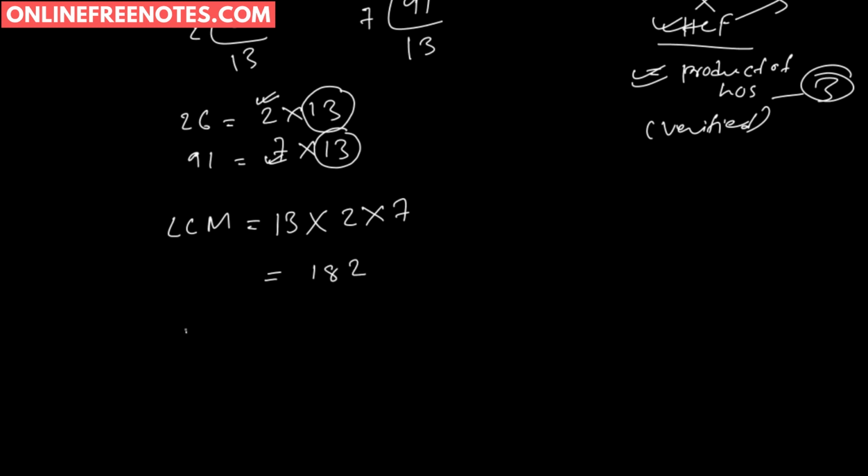Similarly, let's find out the HCF. In the case of HCF, we will take only what is common, and we will leave out what are not common. Okay, so in this case, only 13 is common in both the cases. So we will take only 13 and leave out 2 and 7. Now let's verify.